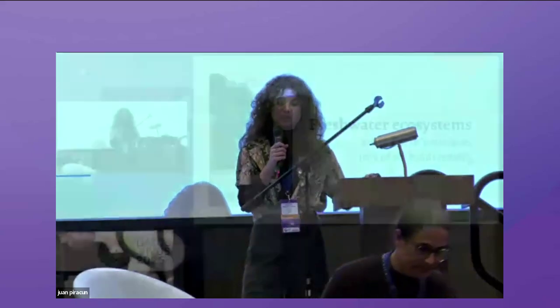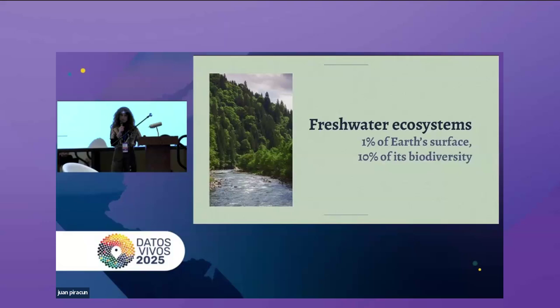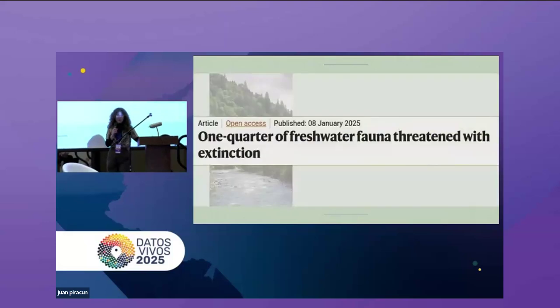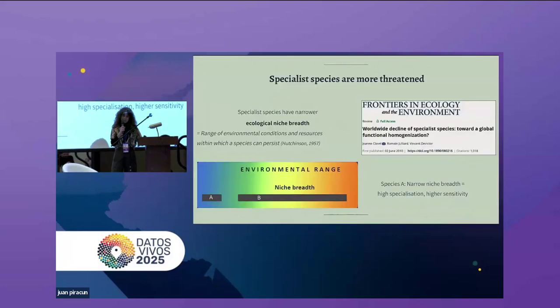So freshwater ecosystems cover 1% of the Earth's surface, but they host 10% of its biodiversity. However, until recently, they were assessed and packed together with terrestrial or marine ecosystems in global environmental assessments. But one quarter of freshwater fauna is found to be threatened with extinction, and this really highlights the need for more detailed study and high resolution of freshwater biodiversity at a global scale.